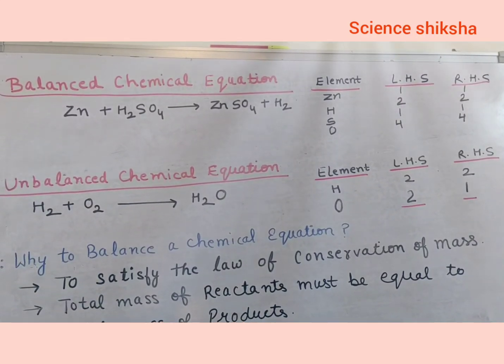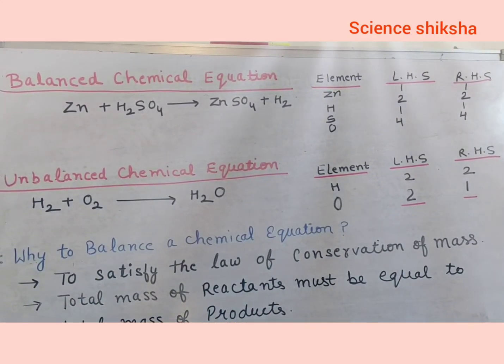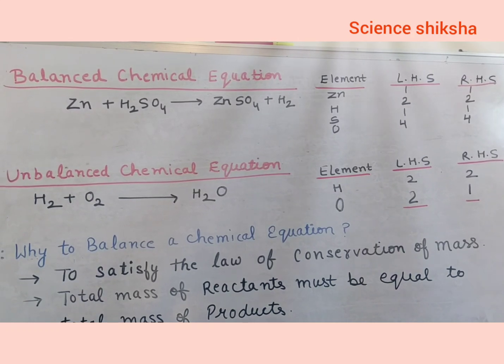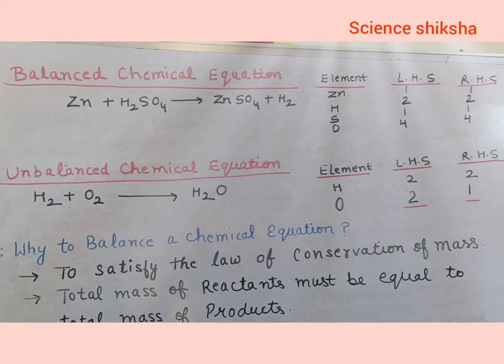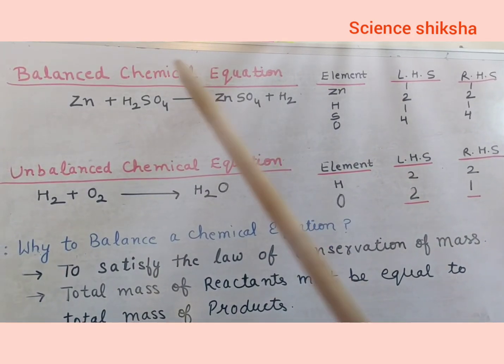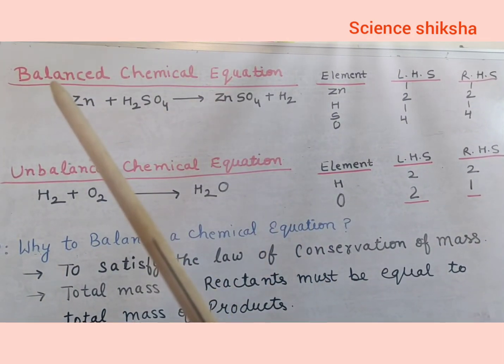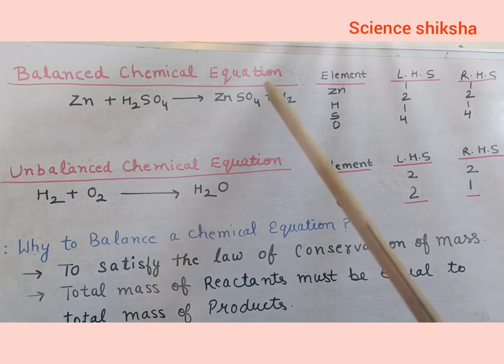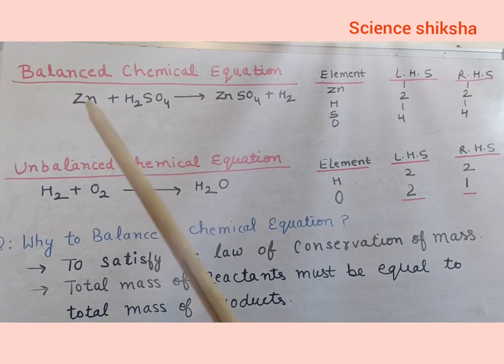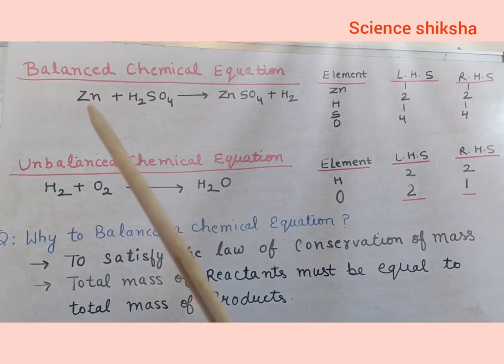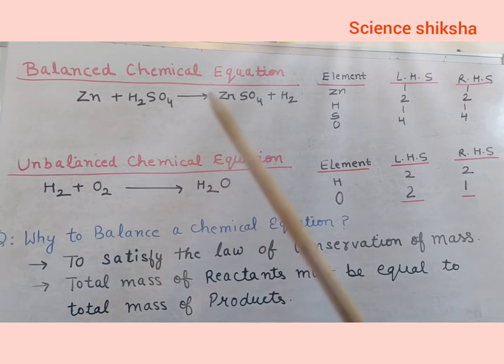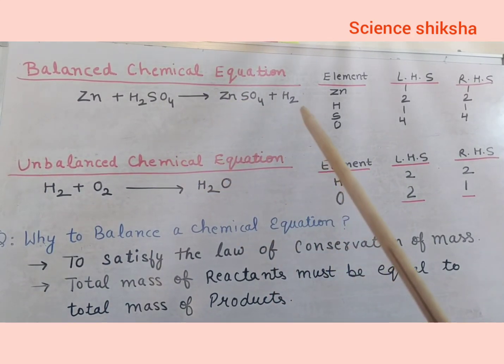Hello students, today we will learn about balanced and unbalanced chemical equations and how to balance the unbalanced chemical equations. What is a balanced chemical equation? Look at this equation. Zinc plus sulfuric acid gives zinc sulfate plus hydrogen.